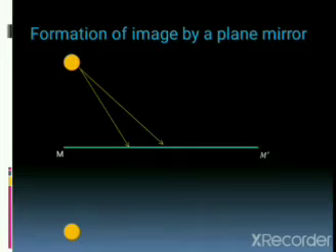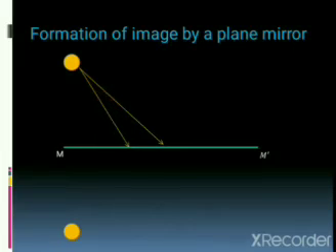In a hypothetical case, I'm just considering two rays of light which are coming from the source of light. If I consider n number of rays, then it would be difficult to understand the concept of image formation in case of plane mirror. For simplicity, I'm just taking two rays of light. So this is one ray of light and this is the other ray of light.